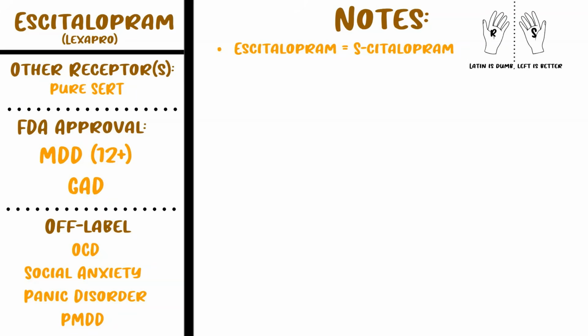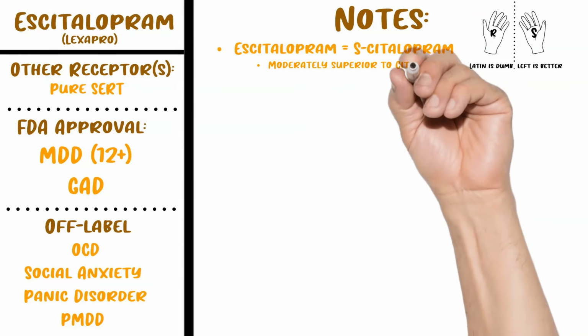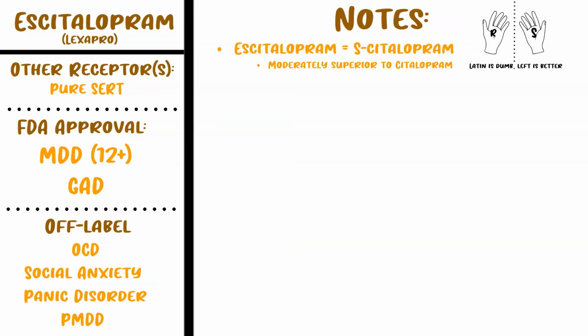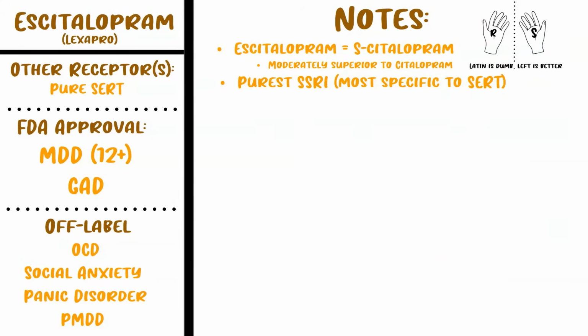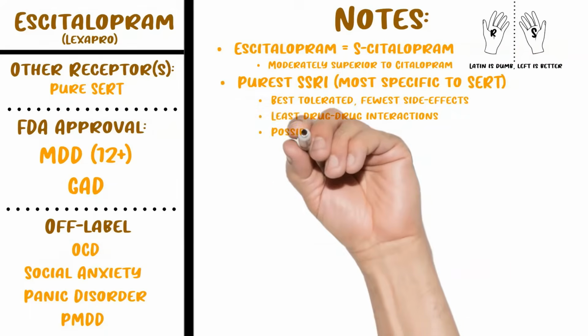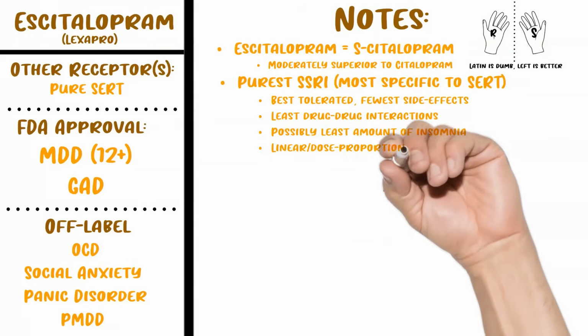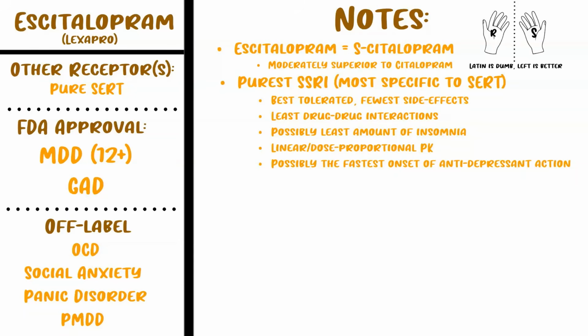So that's just Nuvigil. So escitalopram is modestly superior to citalopram in efficacy and tolerability, and I'll go into that on the next slide. So Lexapro is known for being the most selective SSRI, so it's basically just purely hitting SERT, which helps me remember that it's the best tolerated. It has the fewest side effects, probably has the least amount of insomnia. It's got linear and dose proportional pharmacokinetics, and probably has the fastest onset of action for any antidepressant. So all things considered, I think that Lexapro and Zoloft are probably the first line antidepressants.